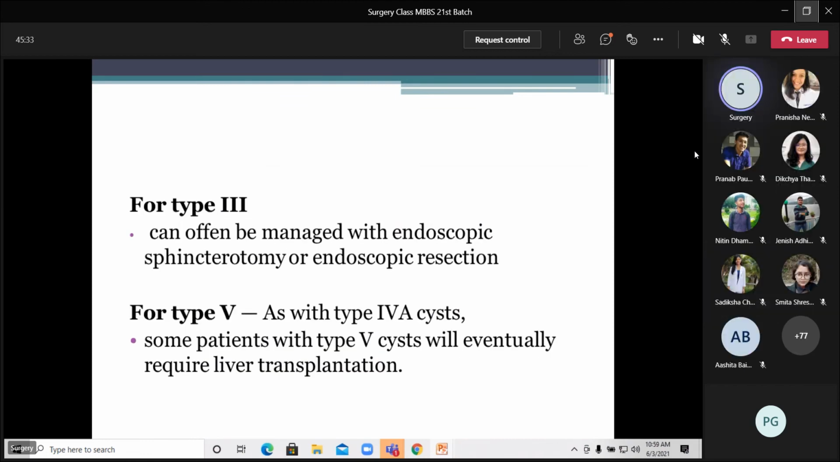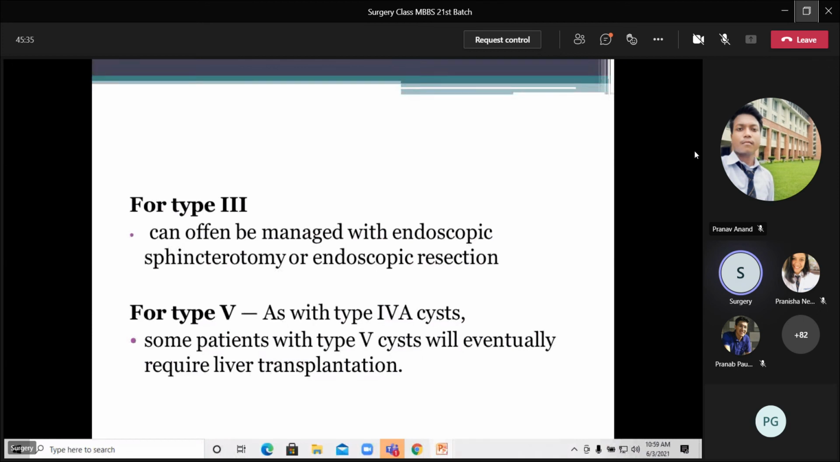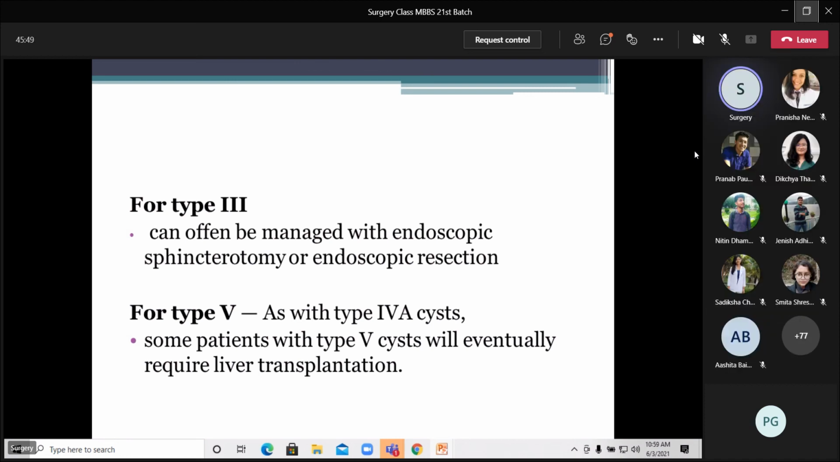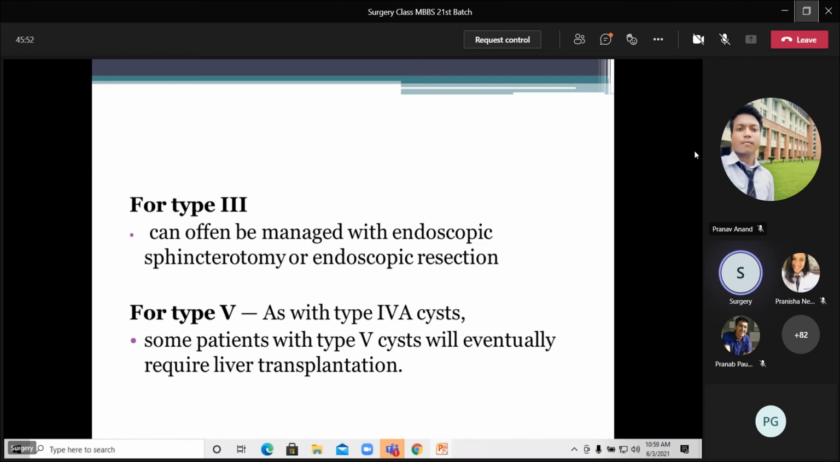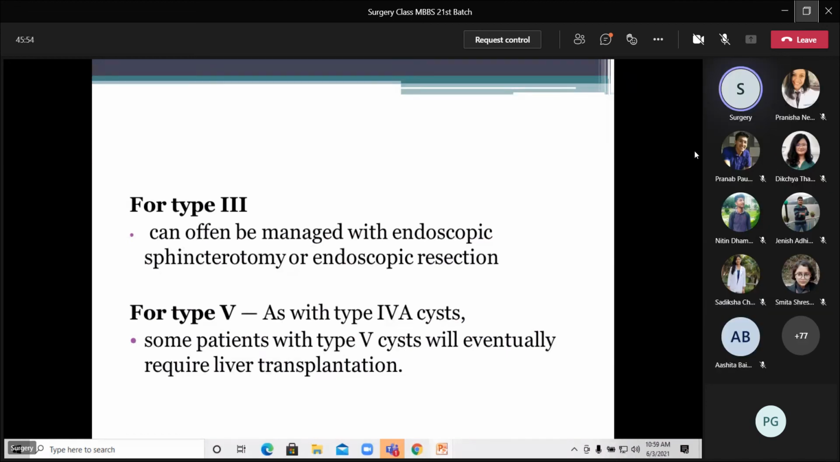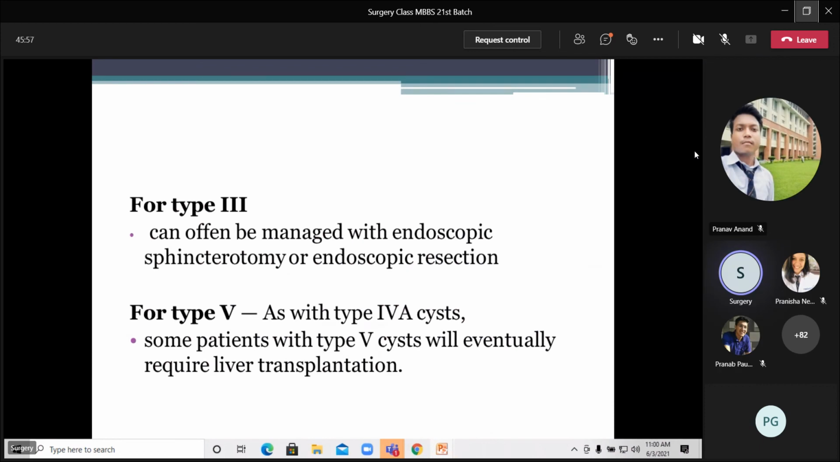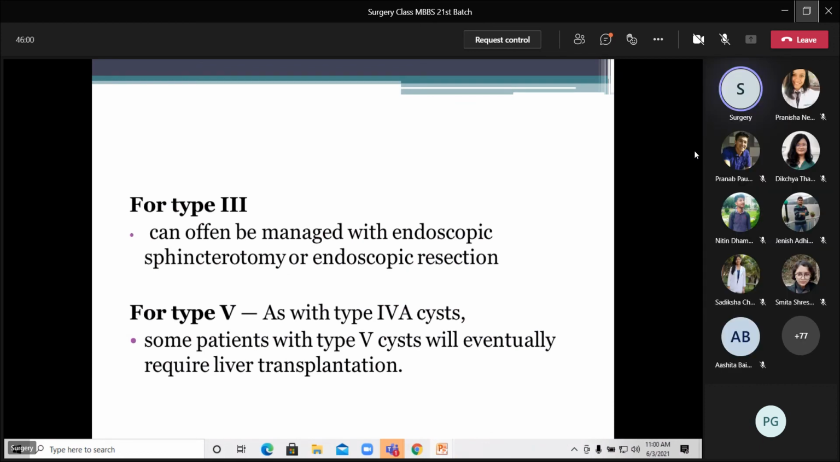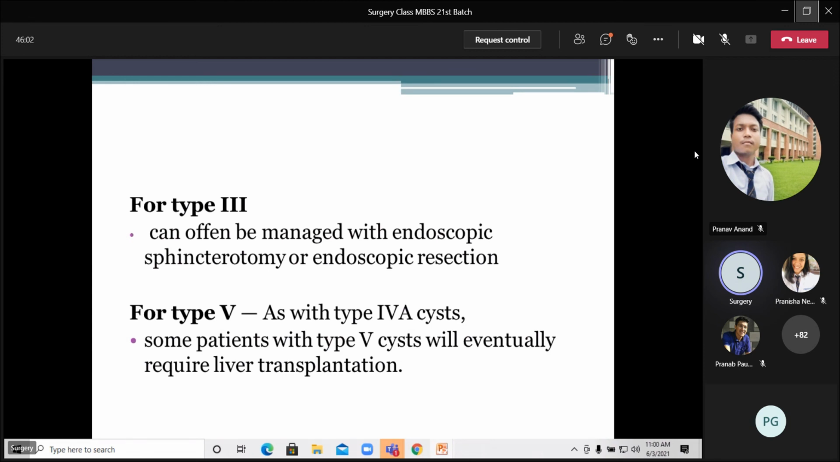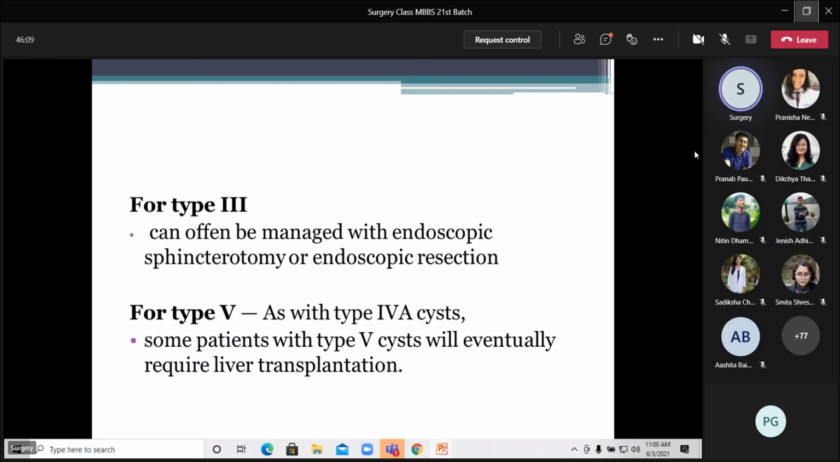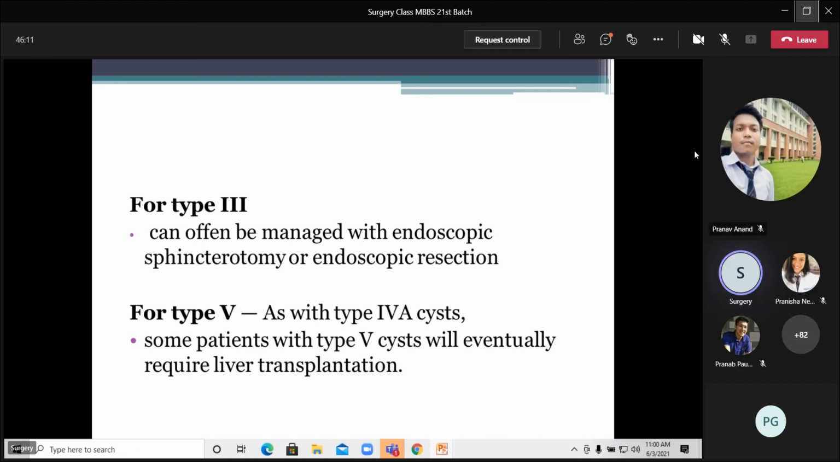Type 3 is a choledochocele, where you do an ERCP, do a sphincterotomy and drain the choledochocele. Or sometimes you can do an endoscopic resection, which is done by a gastroenterologist. Then type 5 cyst is Caroli's disease, where only the intrahepatic ducts are involved. In the long term, because of repeated infection in that area, the liver will go into cirrhosis, and the patient may require liver transplantation. So liver transplantation is the answer for type 5 cyst with cirrhosis of the liver.